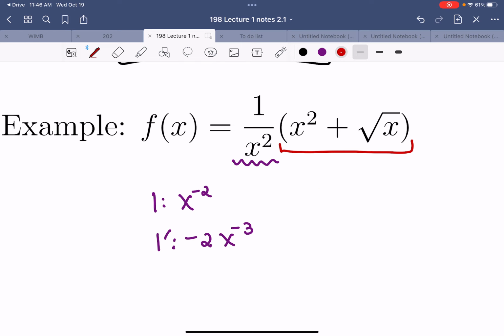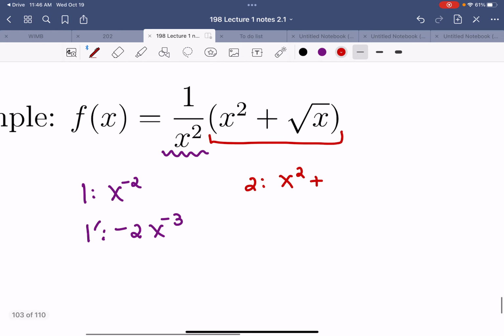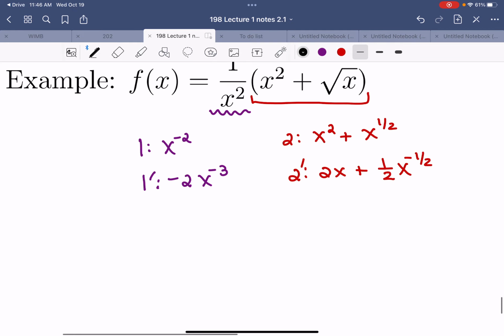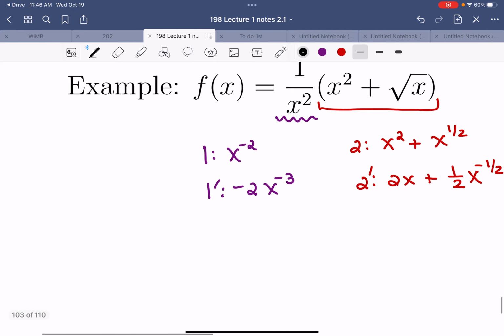For function 2, I have x squared plus, and the square root of x, I'm going to write as x to the 1/2. So that when I find my 2 prime, that's 2x, right? That one's not a problem. And then plus 1/2 x to the minus 1/2. Right? We'll get used to that one pretty regularly. We bring down our 1/2, multiply by the 1/2, subtract 1 from the exponent. And then I put this all together using my product rule. So f prime of x equals 1 prime 2 plus 2 prime 1.